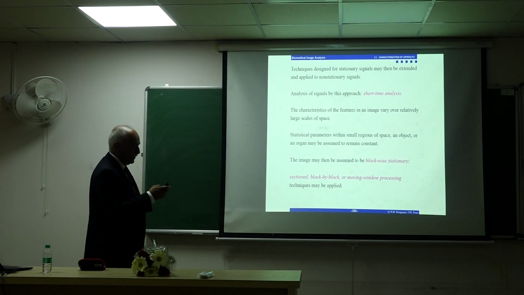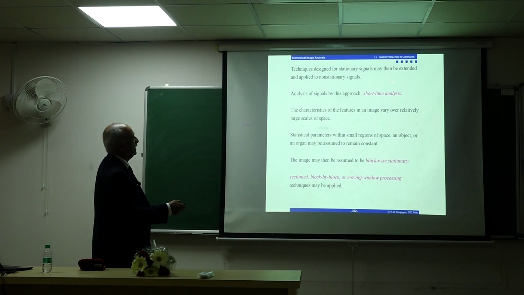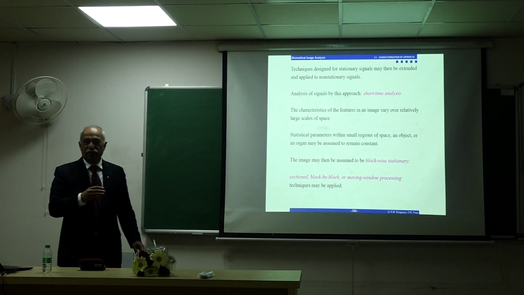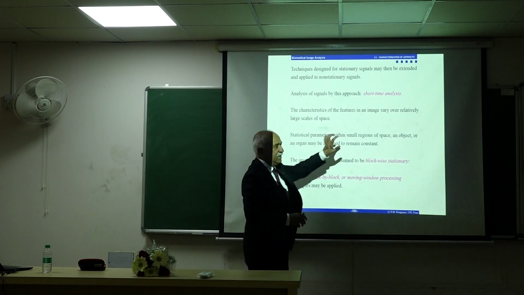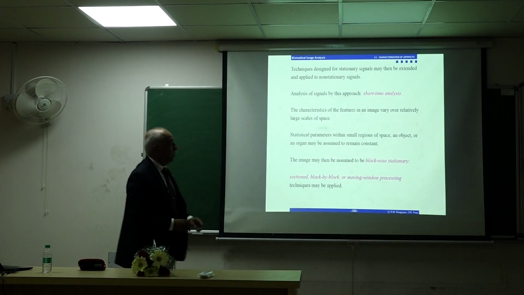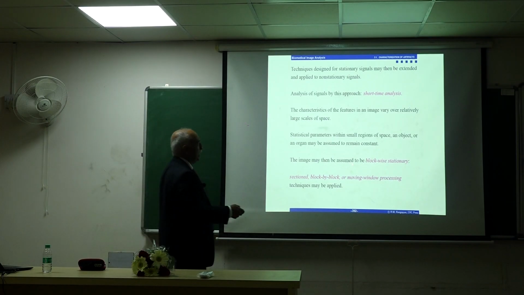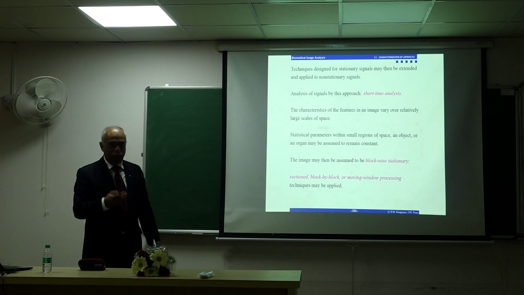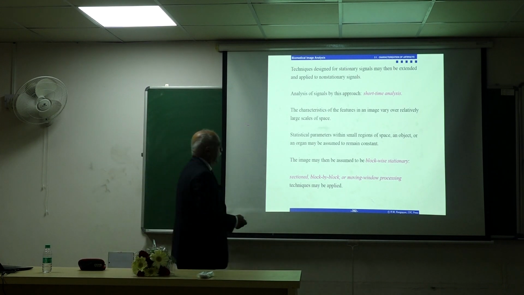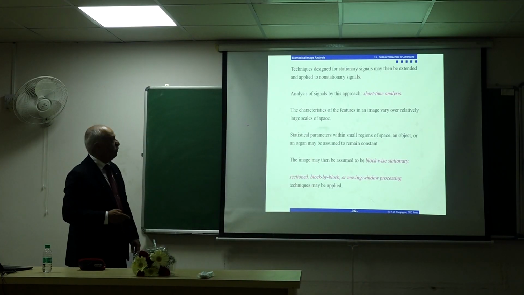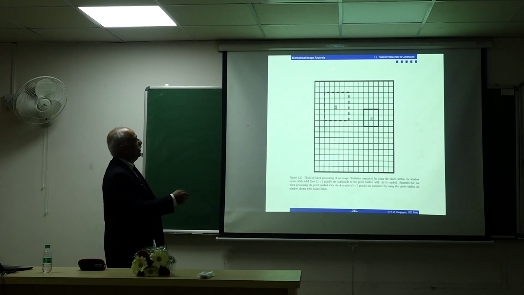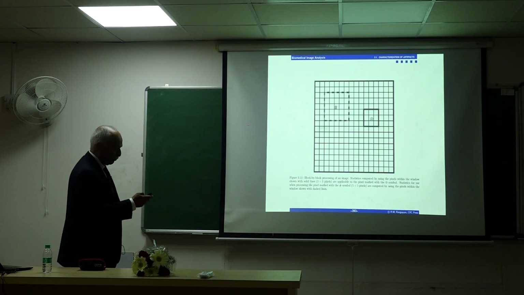So we have this idea of short-time analysis, or in the case of images, block-wise or sectioned processing. I process this and this and this separately. For each block, we assume the image to be block-wise stationary instead of calling it short-time processing. So section, block by block, moving average, moving window processing techniques may be used. So you don't process the whole thing in one shot, but little windows, and the window is moved around.